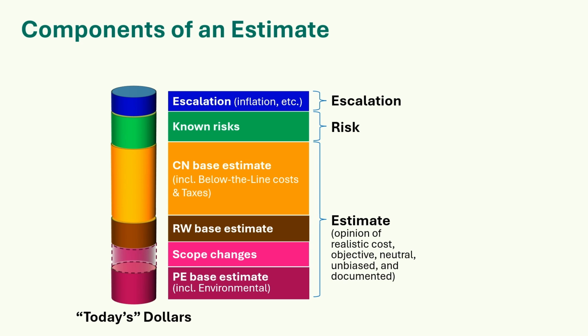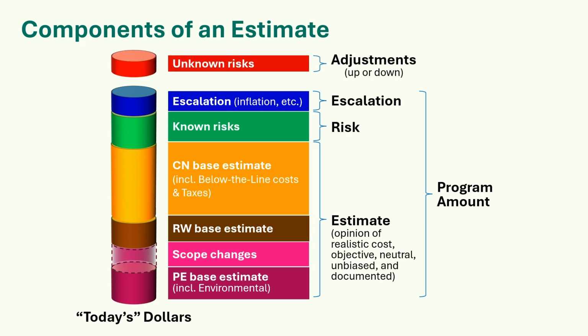Escalation translates portions of your estimate from today's dollars to year of expenditure dollars. These elements of your estimate constitute the program amount, expressed in today's dollars. On top of this, you can have unknown risks. Things you never thought of or ever imagined could affect your project.